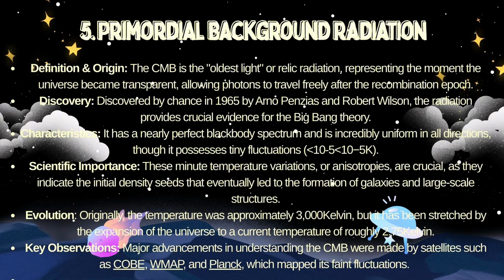Now let's look closer at why this is so important for scientists. This faint glow is the most important proof we have that the Big Bang actually happened. Think of it like a smoking gun at a crime scene. Originally, the universe was incredibly hot, about 3000 Kelvin. But as the universe stretched out over billions of years, that heat cooled down. Today, it is a very cold 2.73 Kelvin. We need special satellites like Planck and WMAP just to detect it because it's invisible to our eyes.